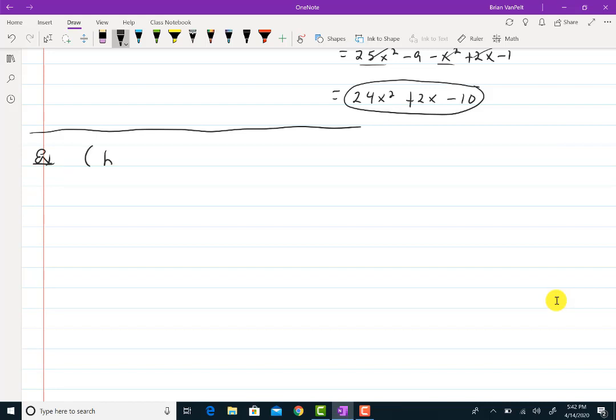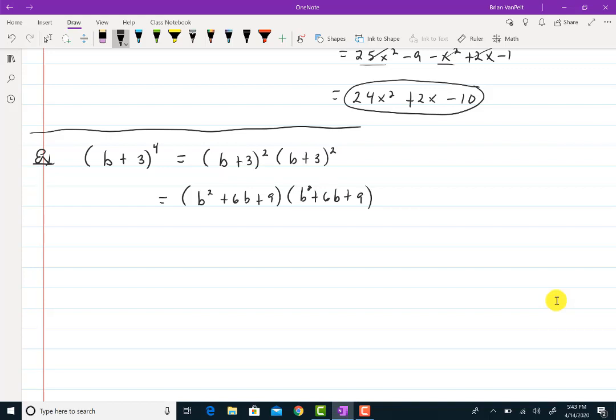Let's try b plus 3 raised to the 4th power. And once again, I'll treat this as b plus 3 squared times b plus 3 squared. And we have formulas for those. B squared plus 6b plus 9 times b squared plus 6b plus 9. This time I've not told you how I did it. I expect you to go and try to figure out how I got these numbers.